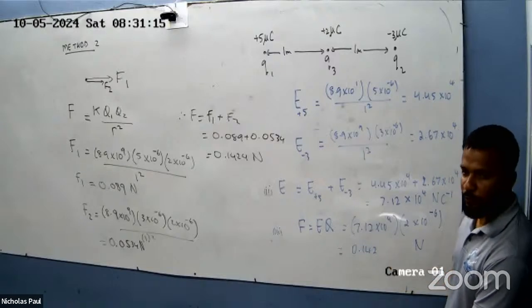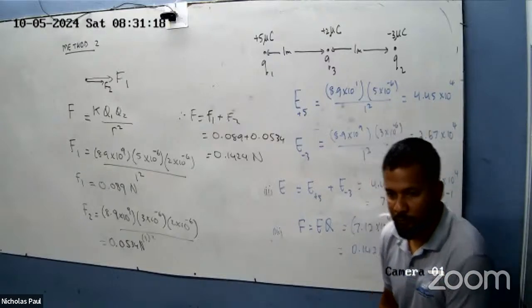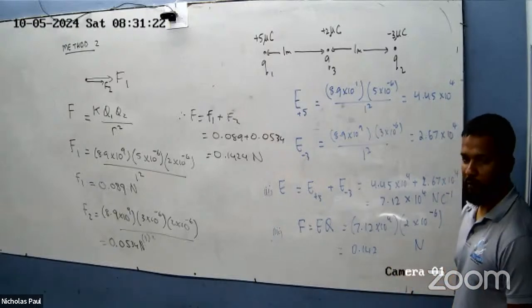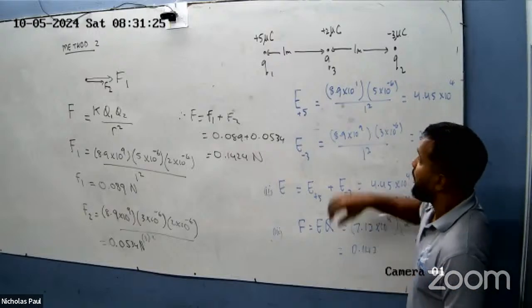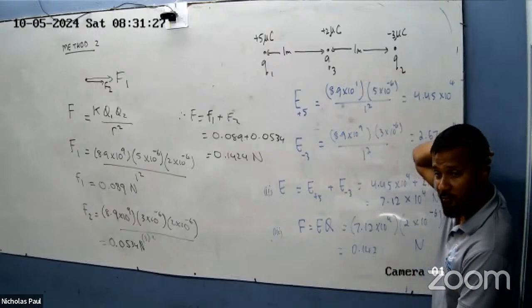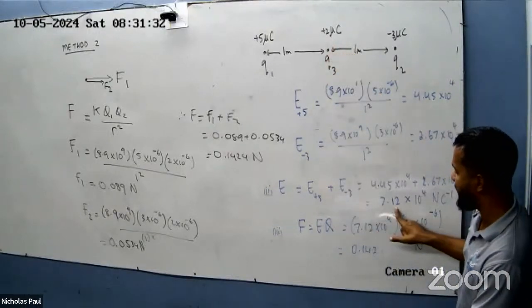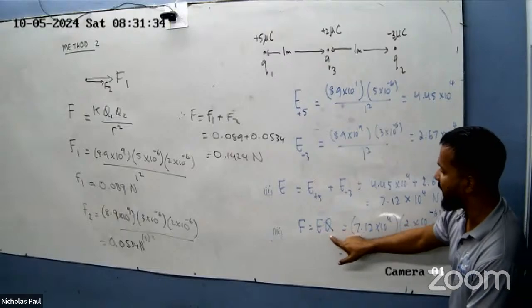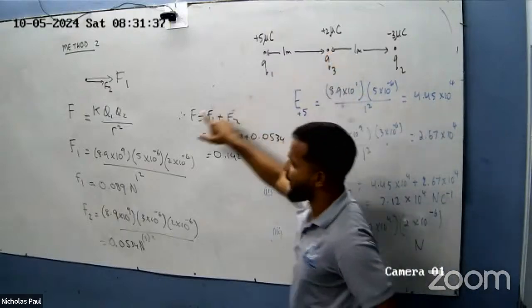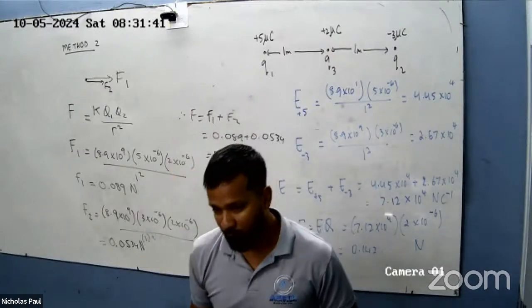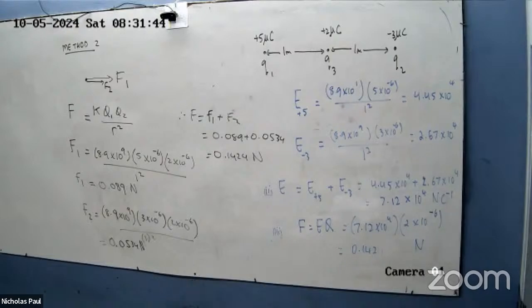It had 0.24 here. Right, you understand what went on here? So I found the force exerted on this by finding the electric field strength and then multiplying it by the charge. And I also found the force here by using Coulomb's law twice. That's okay? You get that? Correct. That's right.